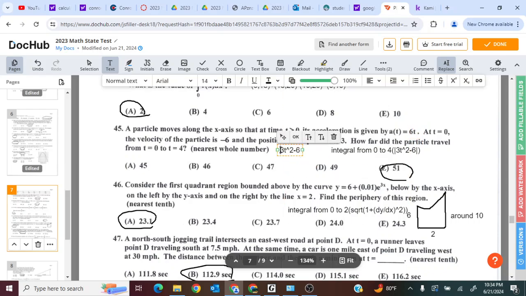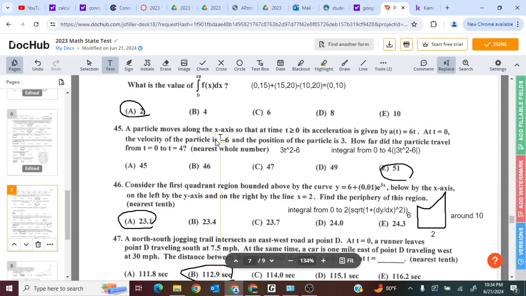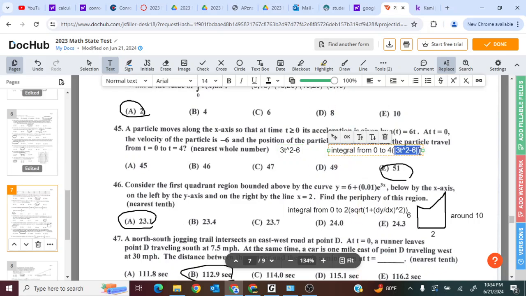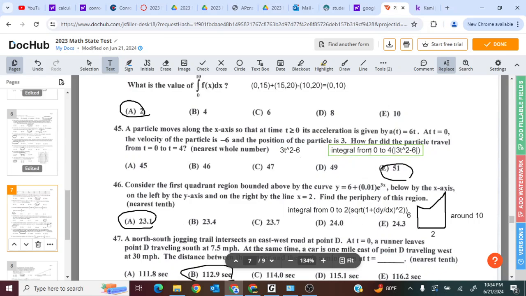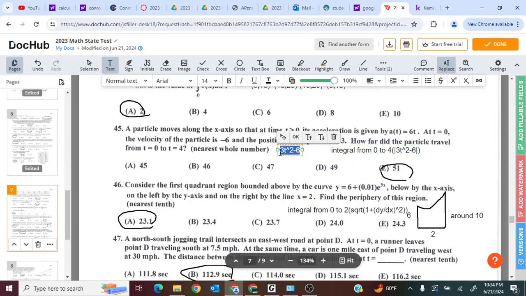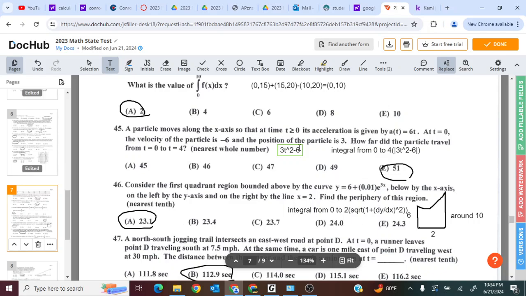So 3t squared plus c, and you have to figure out what your c is. At t equals 0, velocity is negative 6, so your c is negative 6. And then for the amount the particle travels, because it can travel in the negative direction and we want that to count as positive, the derivative of your position equation is your velocity equation.